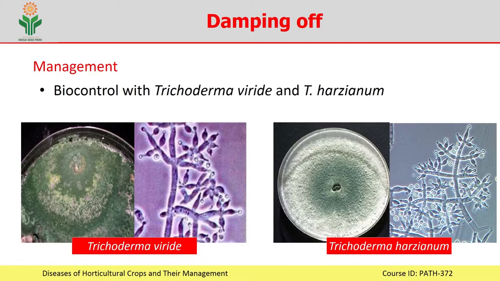Alternatively, you can also apply the Trichoderma to the seed bed prior to planting. If you want to apply the Trichoderma to the soil or the nursery bed, it should be applied along with the farmyard manure, so that the farmyard manure acts as a base for the multiplication of these biocontrol agents, and thereby they suppress the inoculum that is present in the nursery bed.